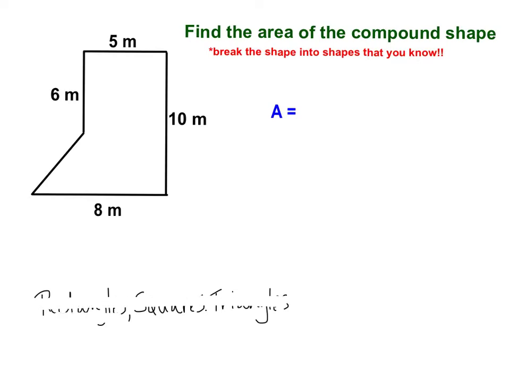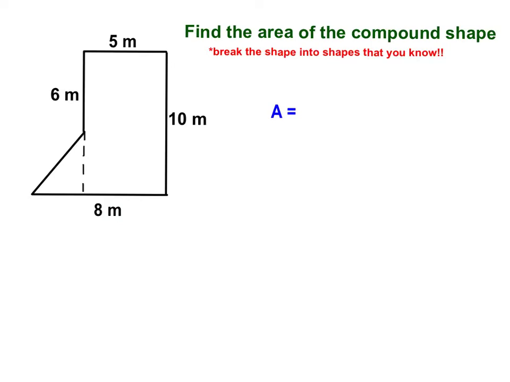So I'm going to go ahead and erase that. And let's go ahead and draw a dotted line. If you notice right here, I can see this little part right here would be a triangle, and then this bigger part right here would be a rectangle. So here's my dotted line. If you just bring that straight down, there's my two shapes. Here's my triangle, here's my large rectangle.